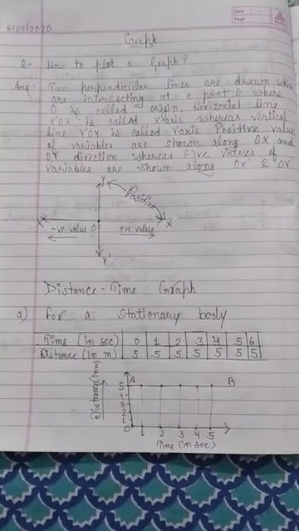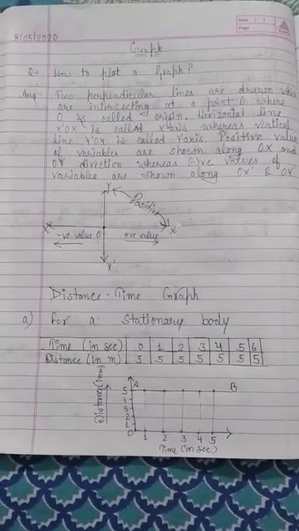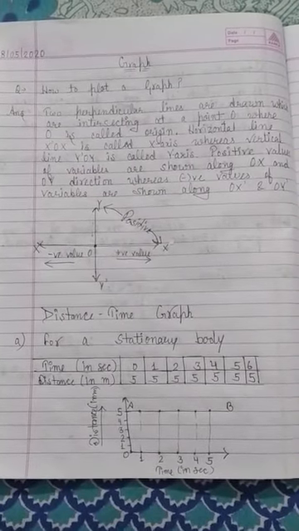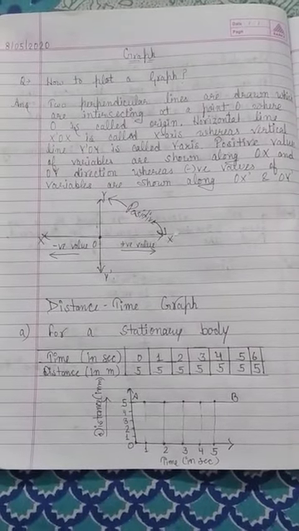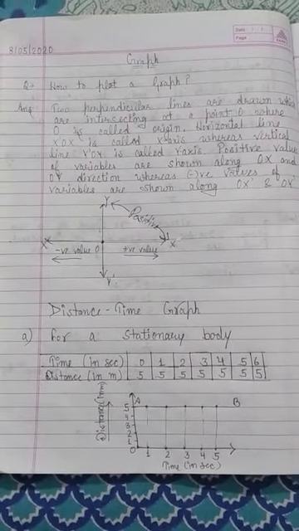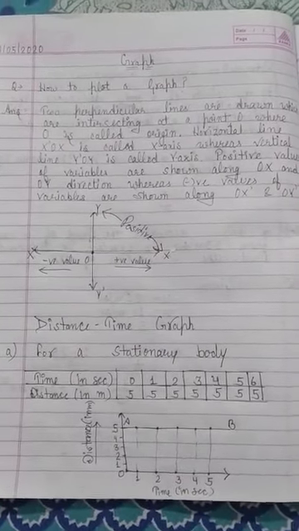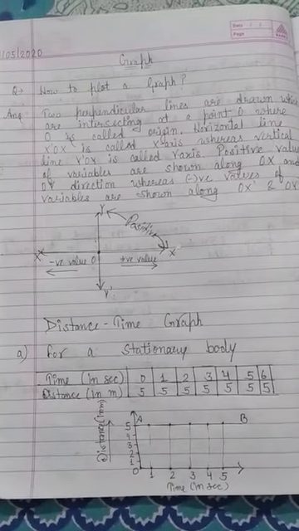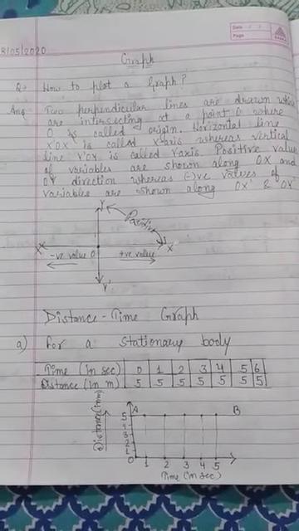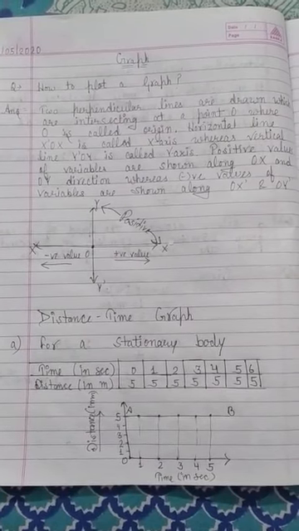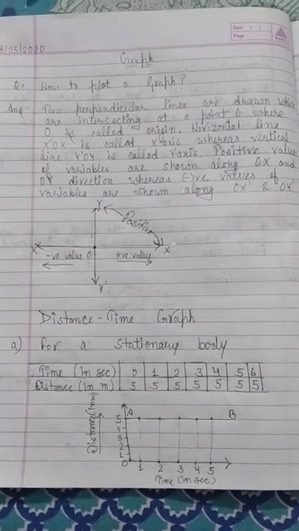For plotting a graph, first of all we will take two perpendicular lines. Wherever these two lines intersect each other, that is called the origin. The horizontal line is called the x-axis, while the vertical line is called the y-axis. Positive values are taken on the right hand side, while the negative values are taken on the left hand side.